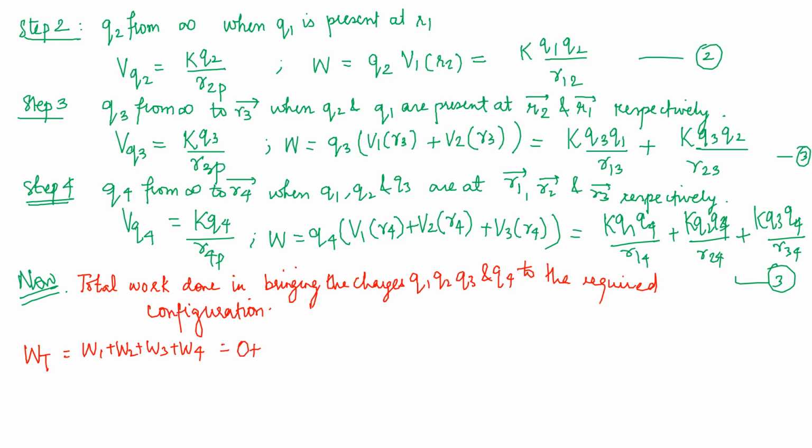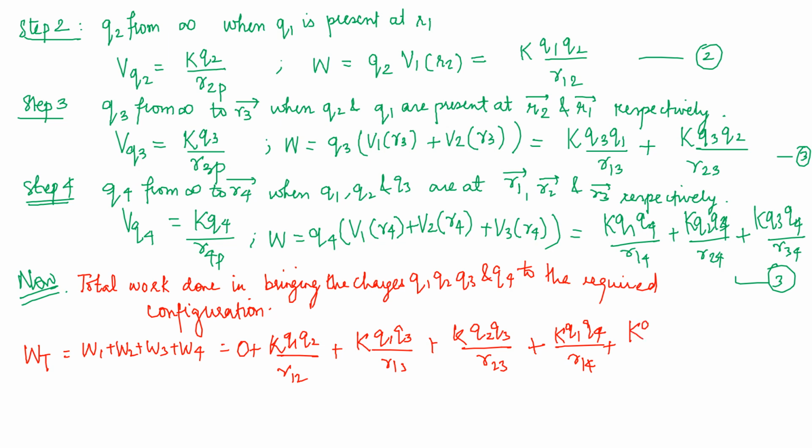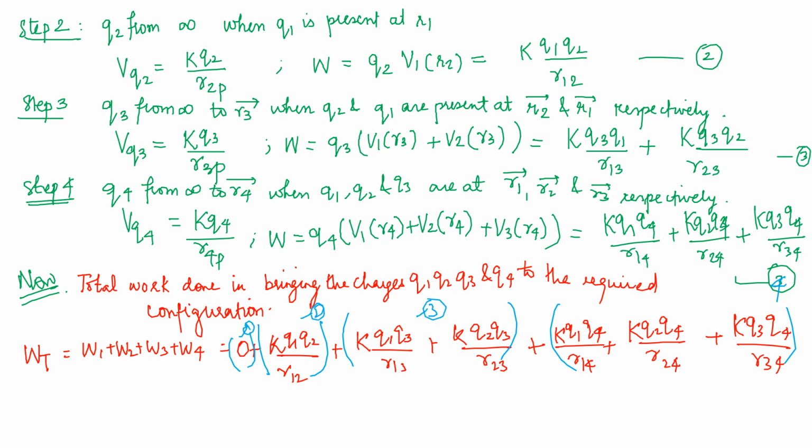So W total equals the work in step 1, step 2, step 3 and step 4. Step 1 is 0, plus step 2 is KQ1Q2 upon R12, plus step 3 is KQ1Q3 upon R13 plus KQ2Q3 upon R23 plus KQ1Q4 upon R14 plus KQ2Q4 upon R24 plus KQ3Q4 upon R34. See over here, this comes from equation number 4, this comes from equation number 3, this from equation number 2 and this from equation number 1.